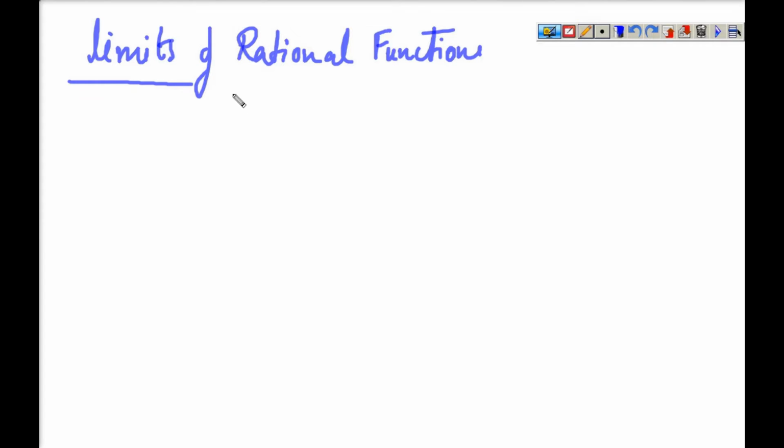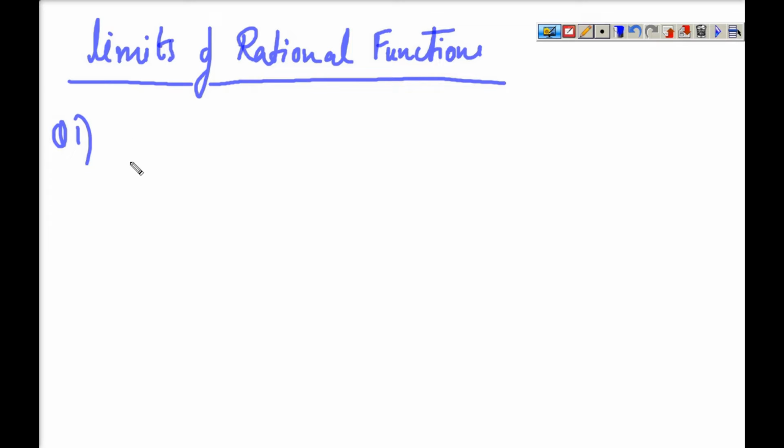So today we are going to talk about limits of rational functions. So what are those functions? Those are rational functions. So let's begin with an example to better understand this. Let's say I have an example here, question number 1.